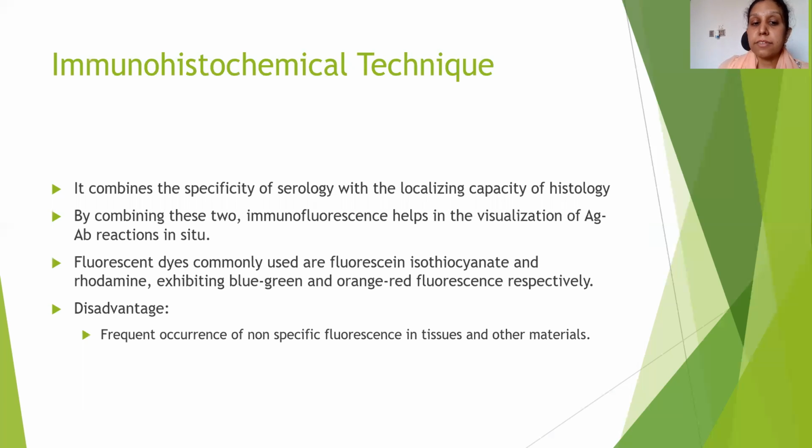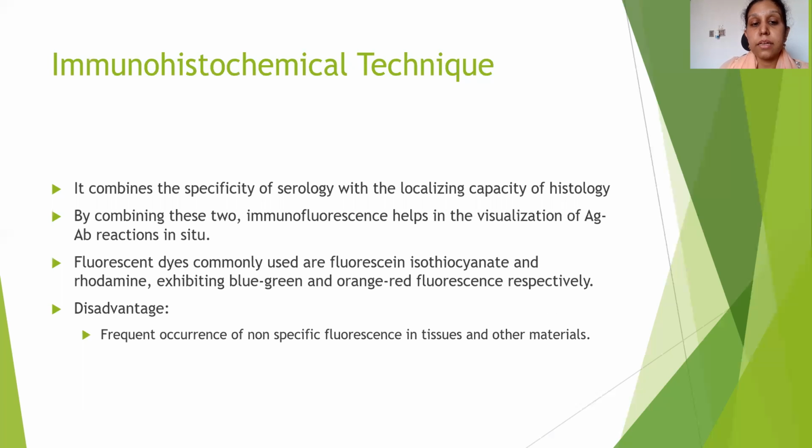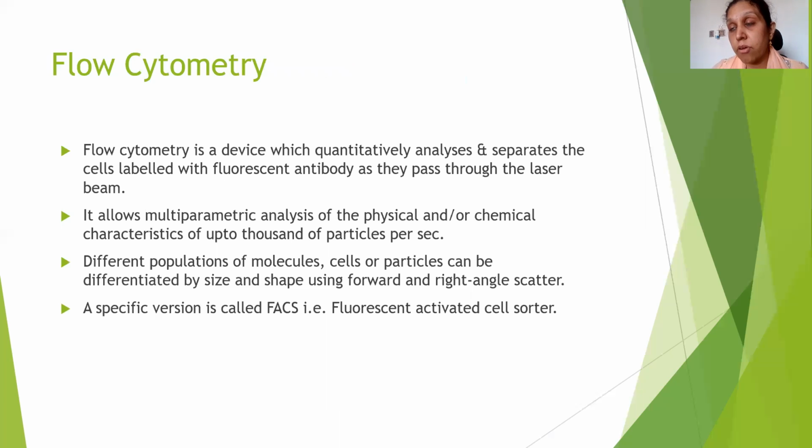In the immunohistochemistry technique, it combines the specificity of serology with the localizing capacity of histology. Again, fluorescein isothiocyanate and rhodamine have to be used, and by combining serology and histology, immunofluorescence helps to visualize the antigen-antibody reaction in situ. The disadvantage is the frequent occurrence of non-specific fluorescence in tissues and other materials, so this technique is not so widely used. Like this, we also have the peroxidase technique and others. We don't need to go into detail.